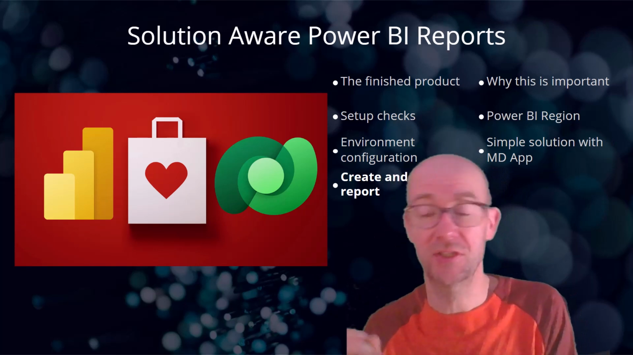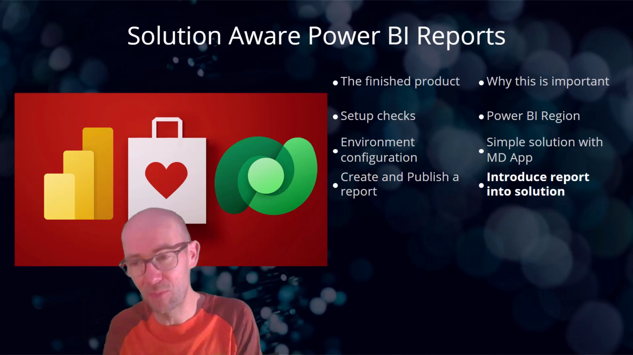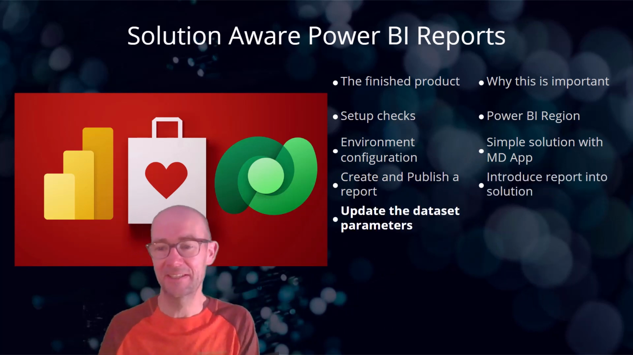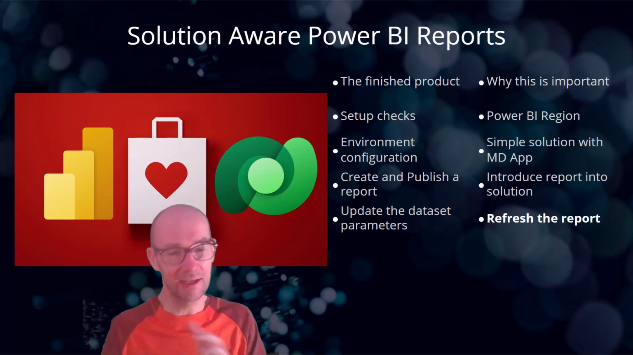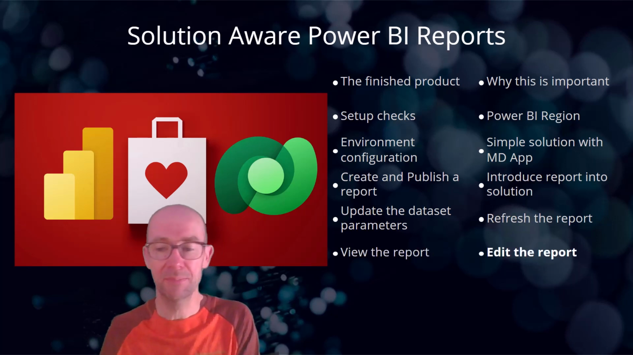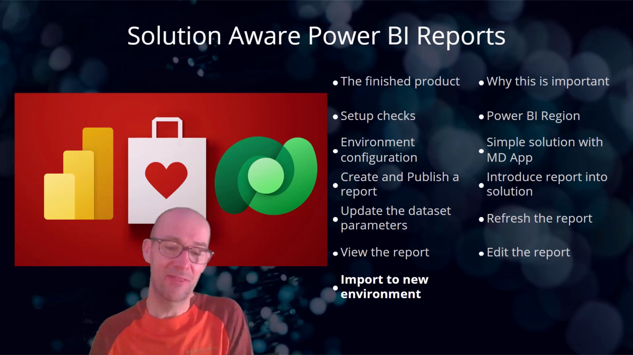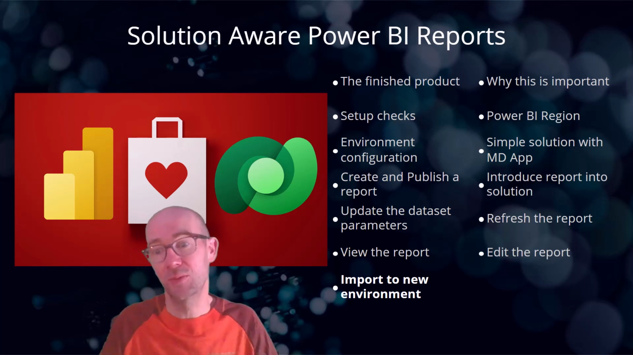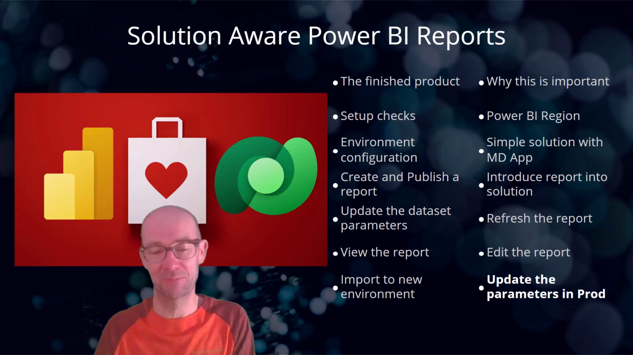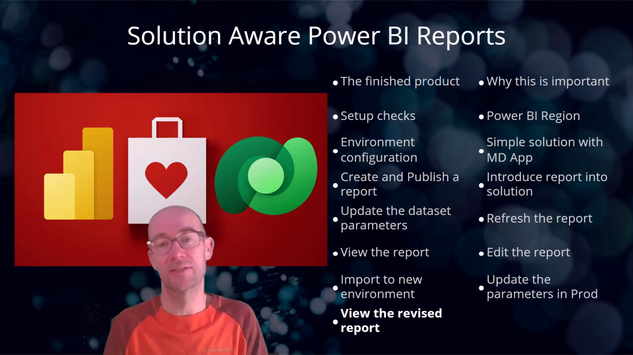We created and published the report into any workspace. We then introduced the report into a solution, updated the dataset parameters, then we refreshed the report online. Some of that is a little bit fiddly. Then we viewed the report to make sure we were happy with it. We also did an edit of the report at the end. And then we imported it as a whole into a new environment, and we updated. In fact, we didn't need to update the parameters in prod, they were already there. And we were able to view the revised report.